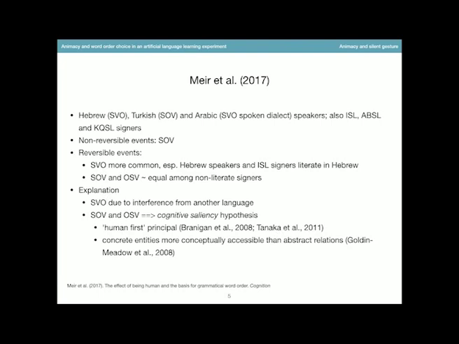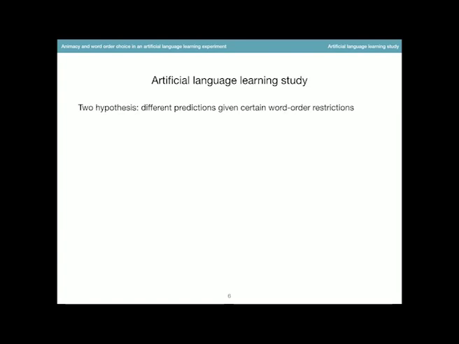And so these two principles together can explain why, when the subject or the patient is human and the object is inanimate, SOV is preferred, and also why SOV and OSV are roughly equally preferred when both are human. So these two hypotheses, noisy channel and cognitive saliency, make different predictions about how people should describe events given certain restrictions on the word orders that they're able to use.